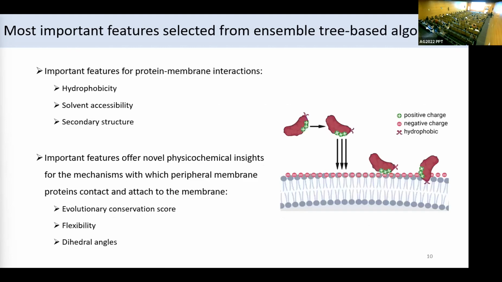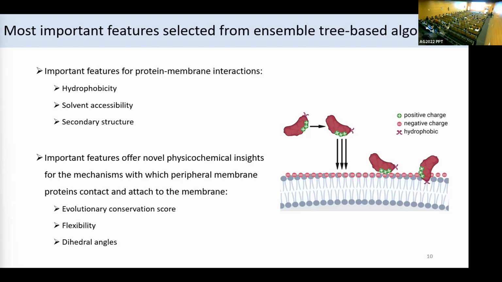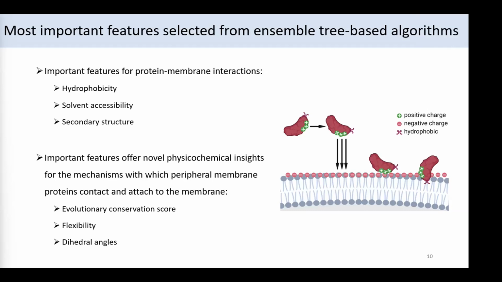From the feature importance, we also validated that hydrophobic amino acids, solvent-exposed hydrophobic amino acids, and specific secondary structure elements that are found in the literature are indeed significant for protein membrane attachment. But moreover, we found some new descriptors such as evolutionary conservation and flexibility, because these amino acids usually are in hydrophobic loops, which are highly flexible.